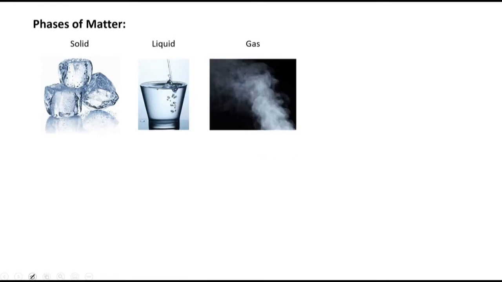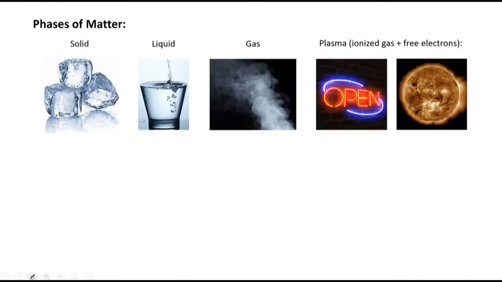The 4th phase of matter is called a plasma. This is maybe a little bit less familiar, but there are familiar examples of a plasma. A plasma is really just an ionized gas plus the free electrons. Ionized just means the electrons have been removed, so they're free in the gas. An everyday example of a plasma is the gas inside a neon sign. The electrons have been removed from the neon atoms, and so it forms a neon plasma.